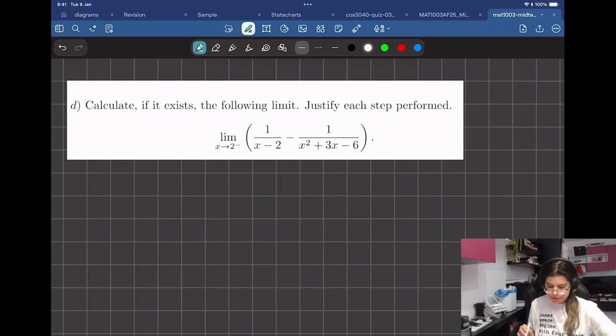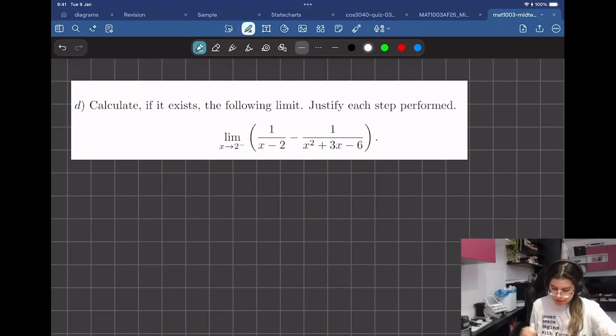All right, moving on to part D of the third problem from the sample midterm. So here we're given a very interesting limit. It's actually a one-sided limit. We're approaching 2 from the left, which means that our value will be slightly less than 2. It could be like 1.9 or 1.99999, but it's not going to be 2 exactly, okay?